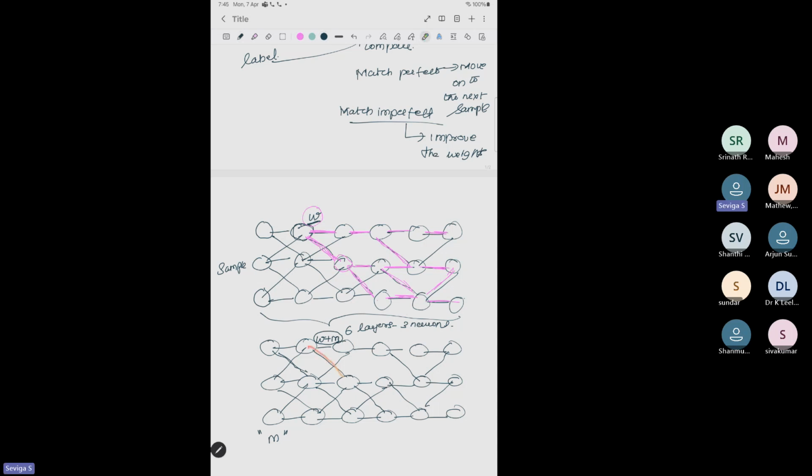Cascading of actions will happen. We have changed it, so now the cascading of actions will happen. This will change, this will change, this will change. All the changes will happen in the cascading layers till the output, everything will be changing. So now we have got a new output.